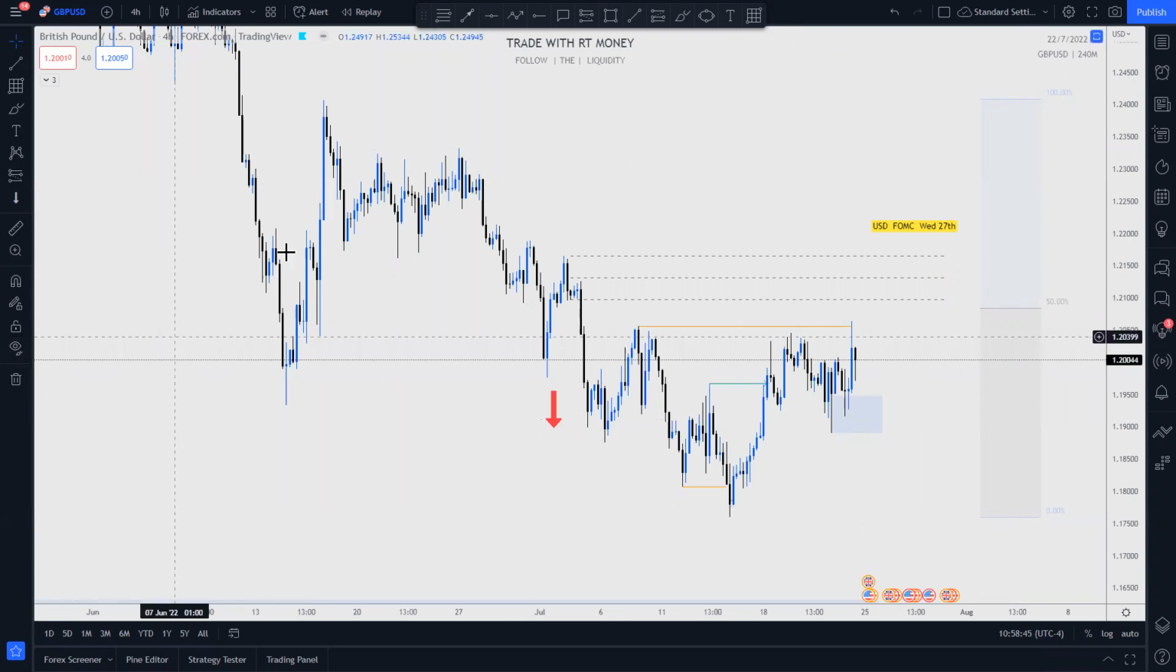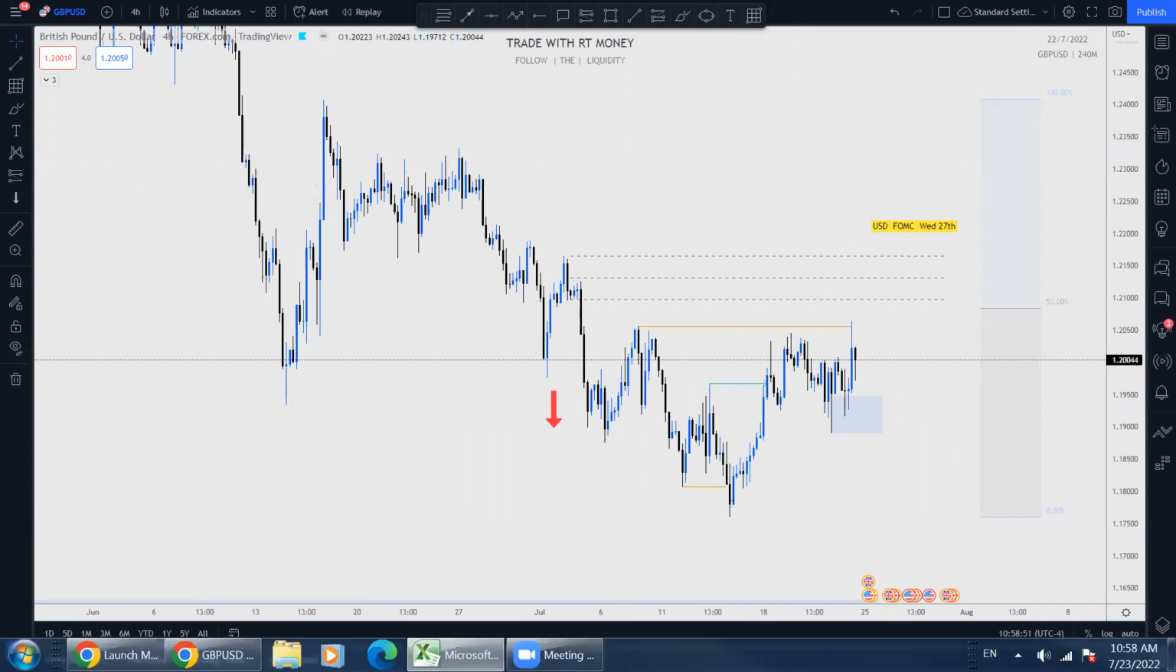Look, we're going to take a look at pound USD. We're going to look at the sterling, right? Let's take a look at the RT money meter first.